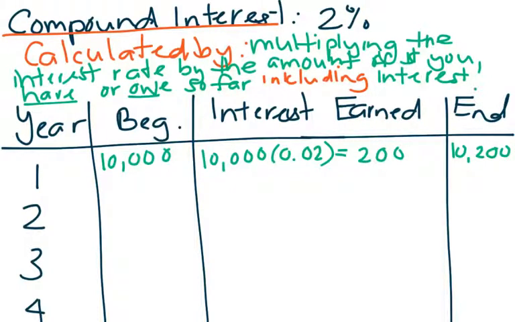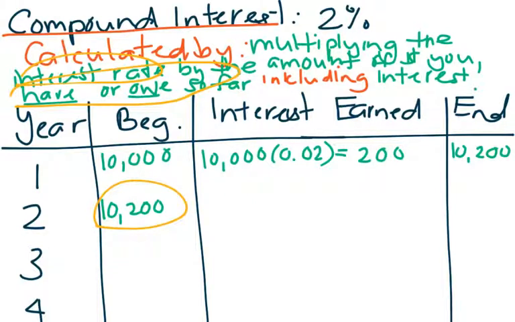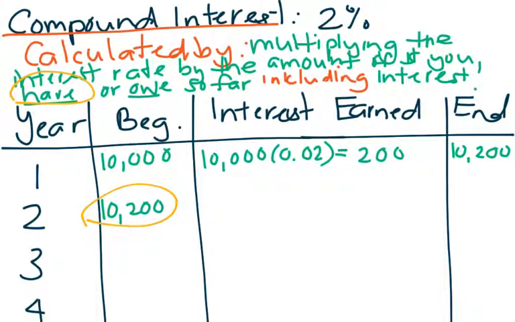So let's keep going. At the beginning of year 2, we know we've got $10,200. Okay, so this is where the calculation becomes different. Let's read how we calculate compound interest again. We calculate it by multiplying the interest rate by the amount we have or owe so far. How much do we have so far? Well, we actually have $10,200 because we made $200 in interest last year. So to calculate the interest that we are going to earn this year, we're not going to multiply the interest rate by 10,000, but we're going to multiply by what we have, which was $10,200.